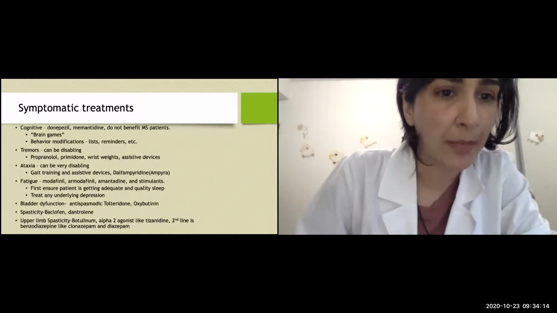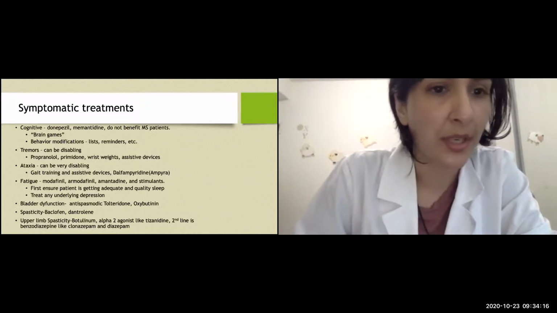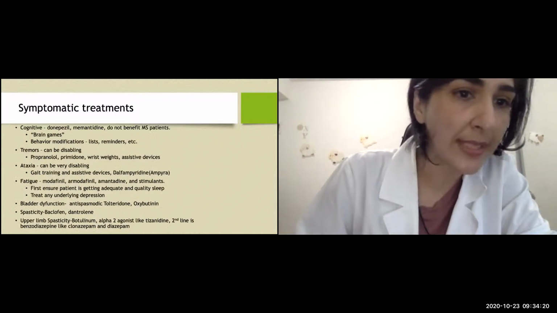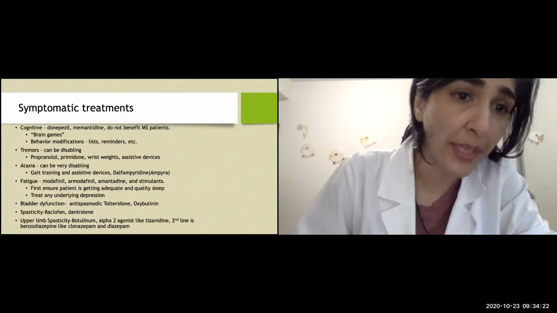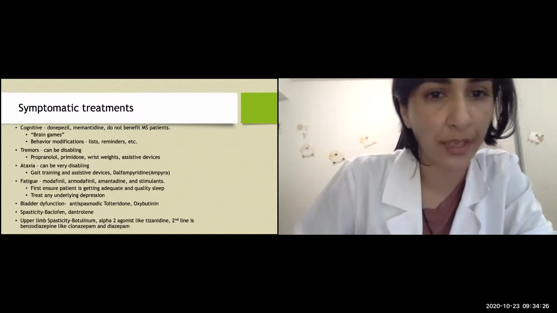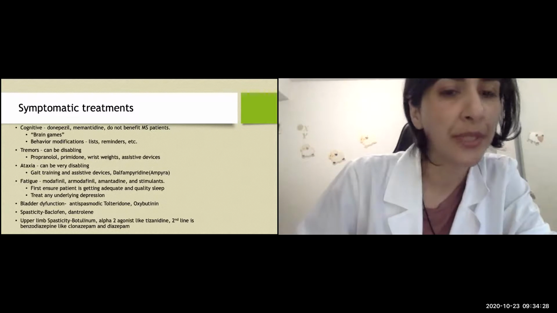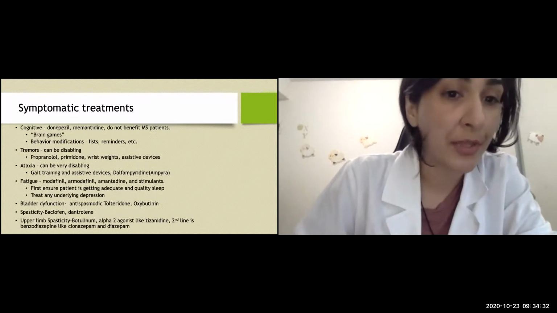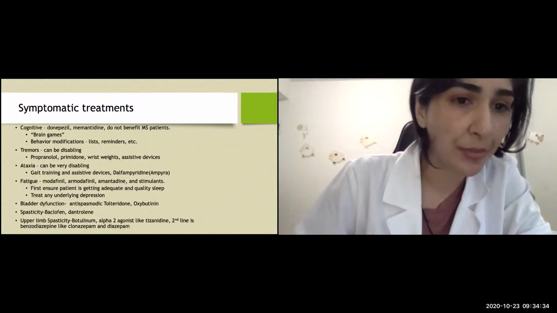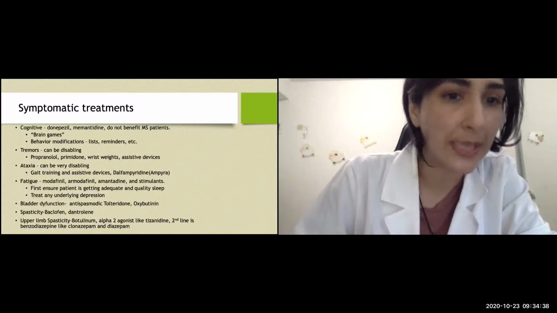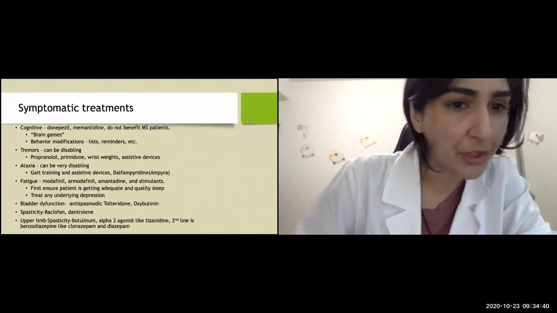Tremors can be disabling, so we can treat tremors with propranolol, primidone, wrist weights, and assistive devices. Ataxia, again very disabling: gait training, assistive devices, and the FDA-approved drug dalfampridine can be used, but it is contraindicated in patients with a history of seizure. Fatigue can be treated with modafinil, amantadine, and stimulants, but first you have to make sure that the patient is getting enough and adequate sleep. Treat any underlying depression.